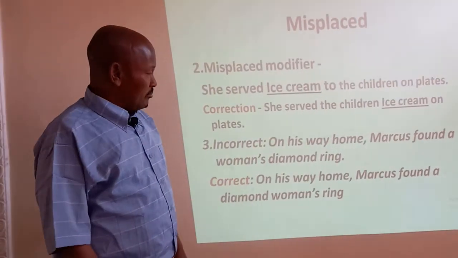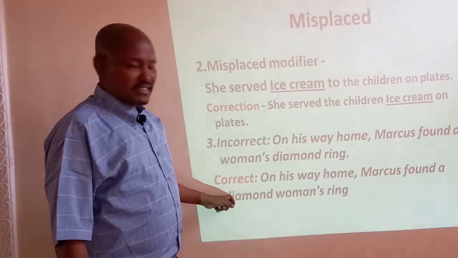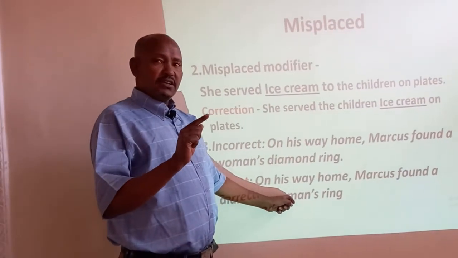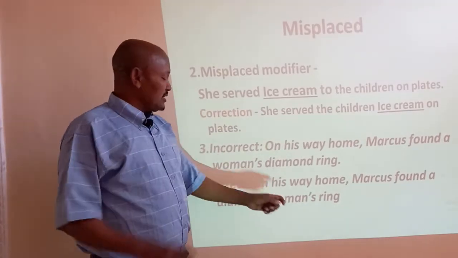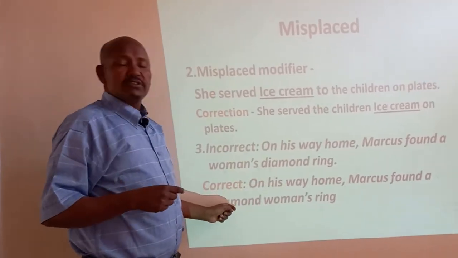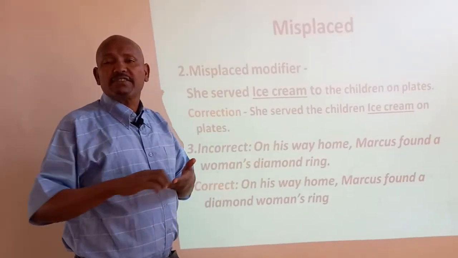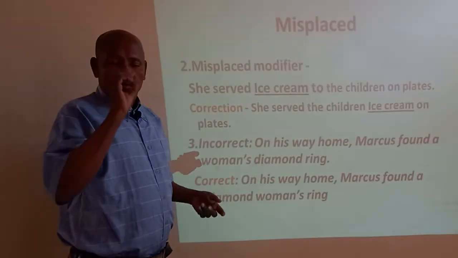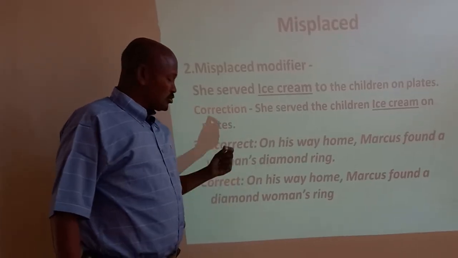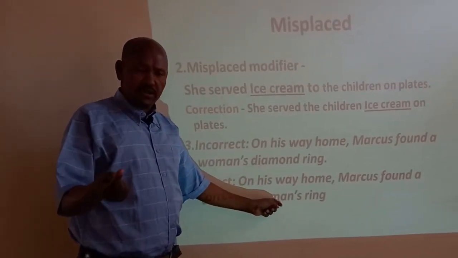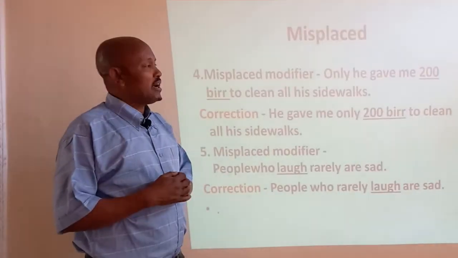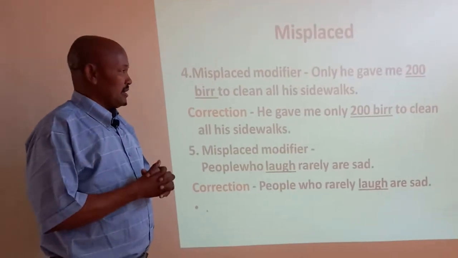On his way home, Marcos found a diamond. Woman's, not woman's diamond. This word modifies the noun woman, but woman doesn't modify this noun diamond. Wrong uses, separate modifiers, no meaning. So we have to take care of it. We have to identify what is the function of diamond here. What does it want us to modify? The woman's what? The woman's ring. So this is the right way of correcting dangling or misplaced modifiers.